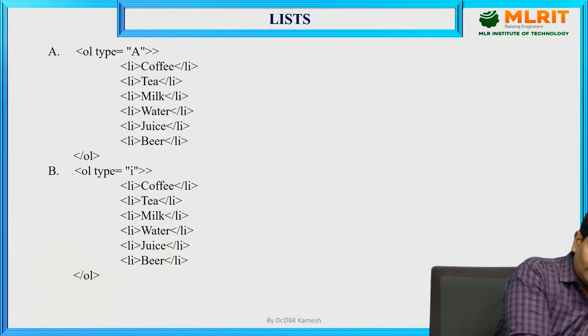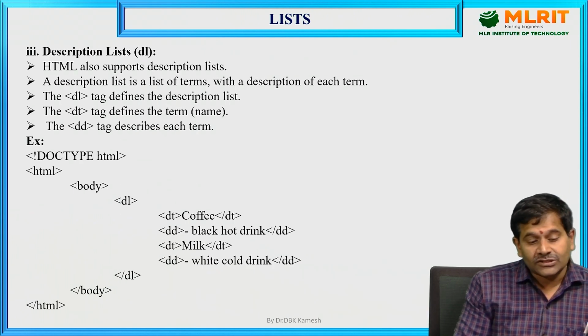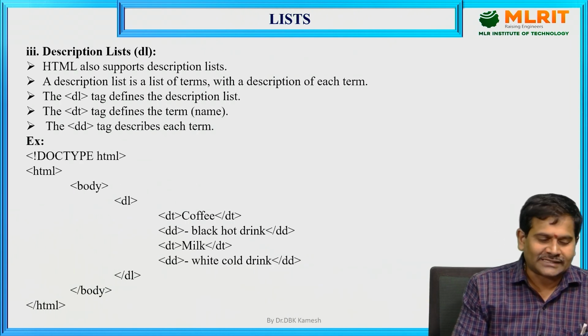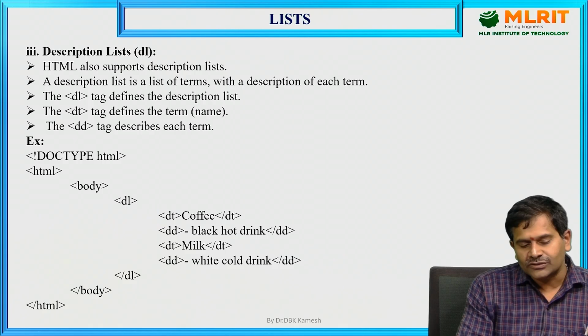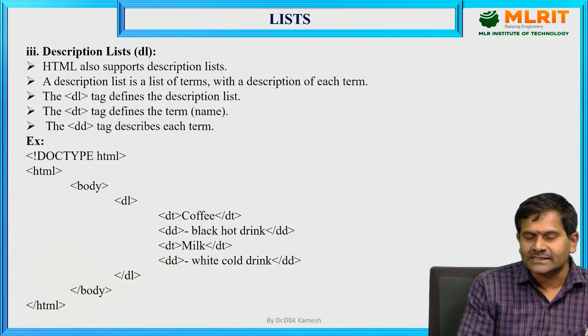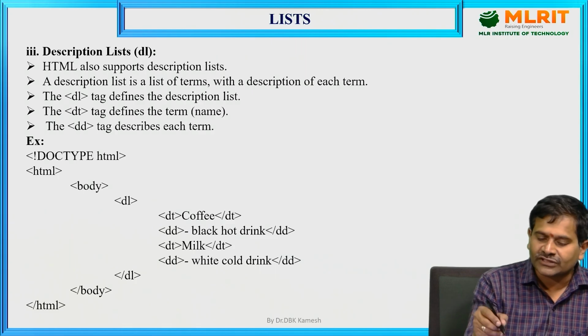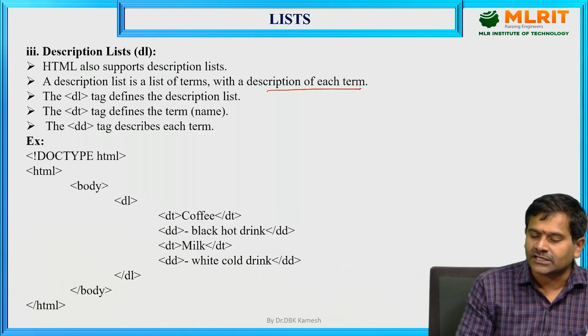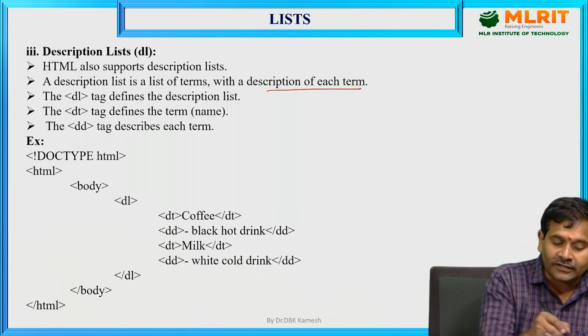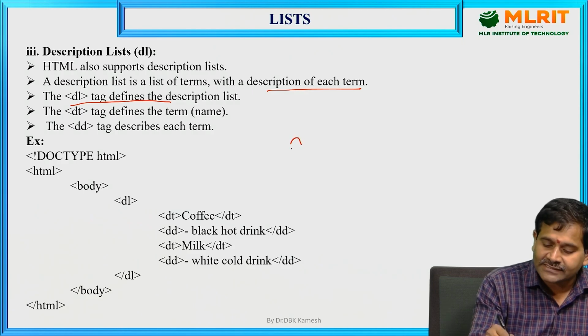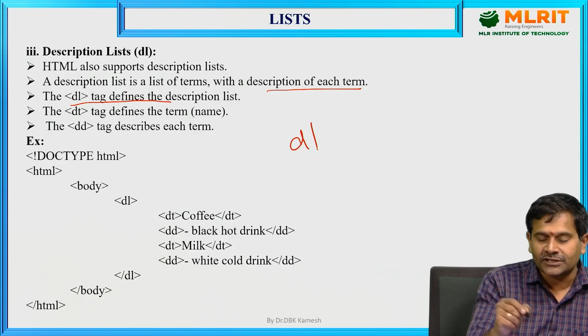Okay. Then next, the last one is the description list. HTML5 also supports the description list. It is a list of items with a description of each term. That is called DL. The tag called DL is the description list.